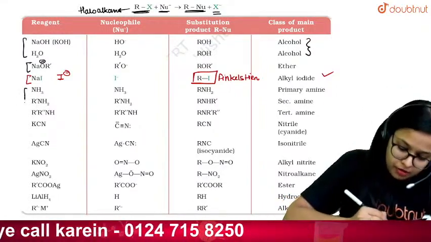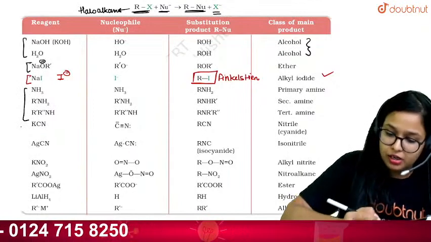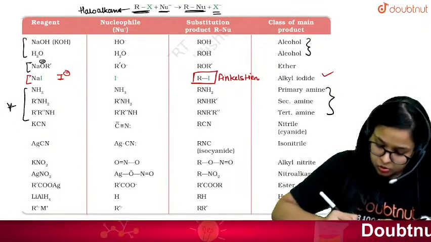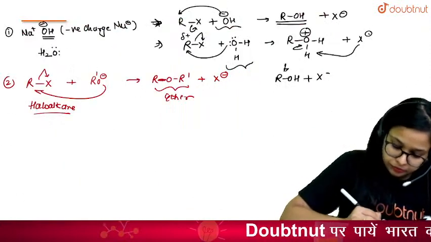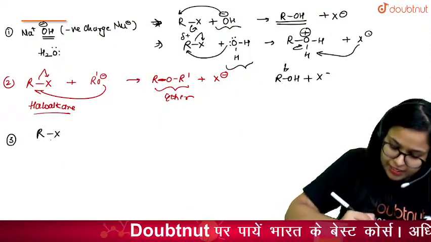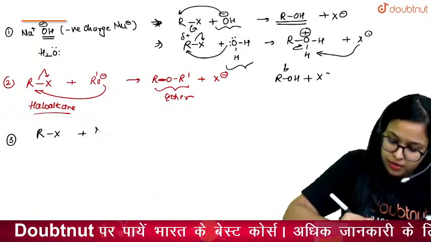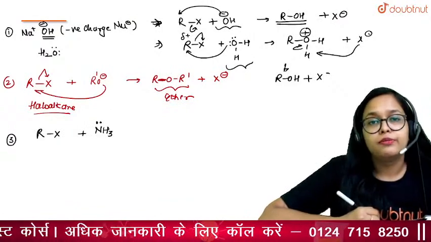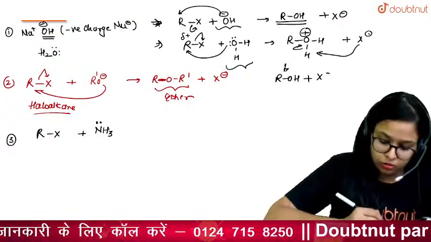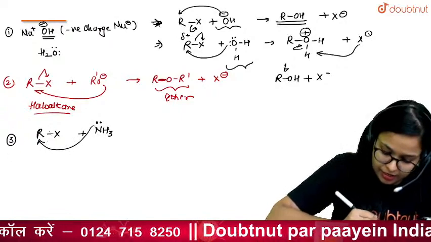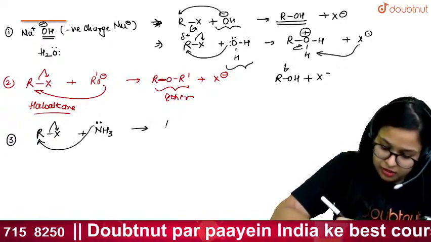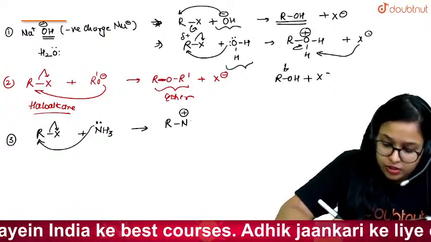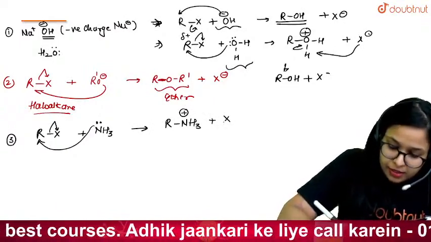Similarly, we can prepare primary, secondary and tertiary amines using these reagents. This is really important. So the chemical reaction looks like this: if I have RX, which is your haloalkane, and I wish to prepare primary amine, I will use my neutral nucleophile, which is ammonia. Nitrogen has a lone pair, attacks carbon and removes X in the form of X minus. Nitrogen has donated its lone pair, a positive charge develops on it, and NH3 is attached, X minus is released.